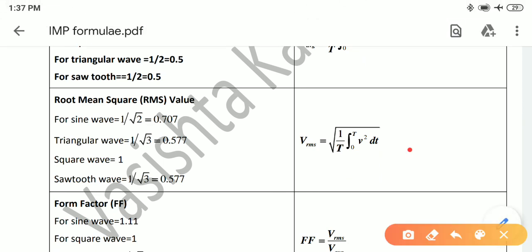Next, the RMS, root mean square value. The formula is Vrms is equal to the root of 1 by T integration 0 to T of v square dt. For a sine wave its value is 0.707, for a triangular wave its value is 0.577, for a square wave its value is 1, and for sawtooth its value is 0.577.